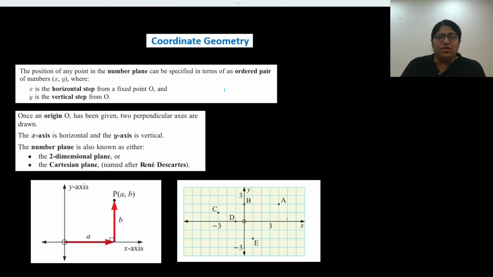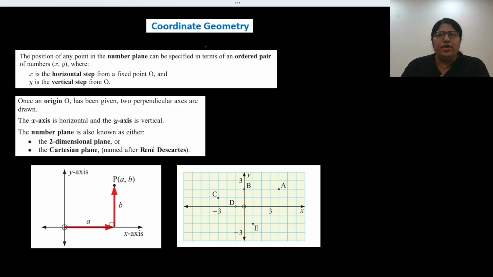Today we'll be taking coordinate geometry. In this topic I'm going to explain the distance formula, the midpoint formula, and the other parts related to coordinate geometry. We'll also be solving exam type questions based on this topic. So please see the video till the end.